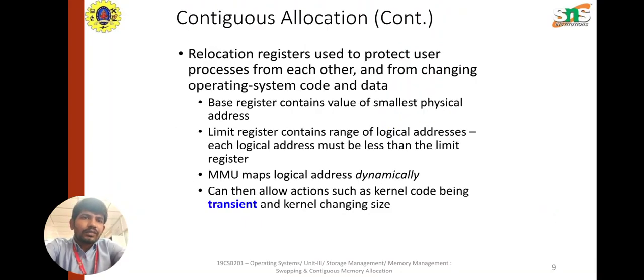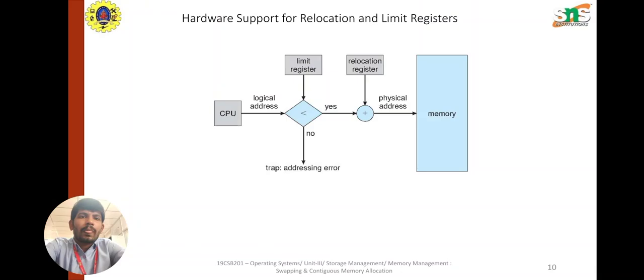The relocation register is used to protect user processes from each other, and from changing operating system code and data. This also allows actions such as kernel code being transient and the kernel changing size. The limit register contains the range of logical addresses; each logical address must be less than the limit register. This is the hardware support for relocation and limit registers.